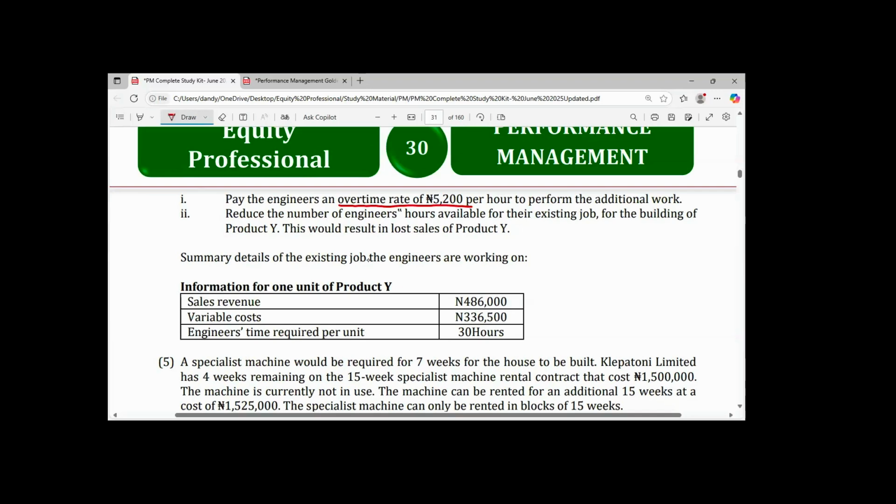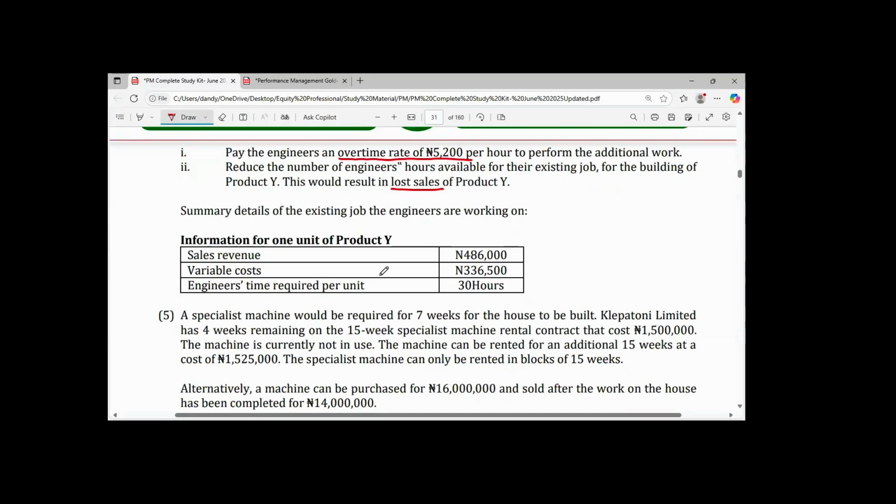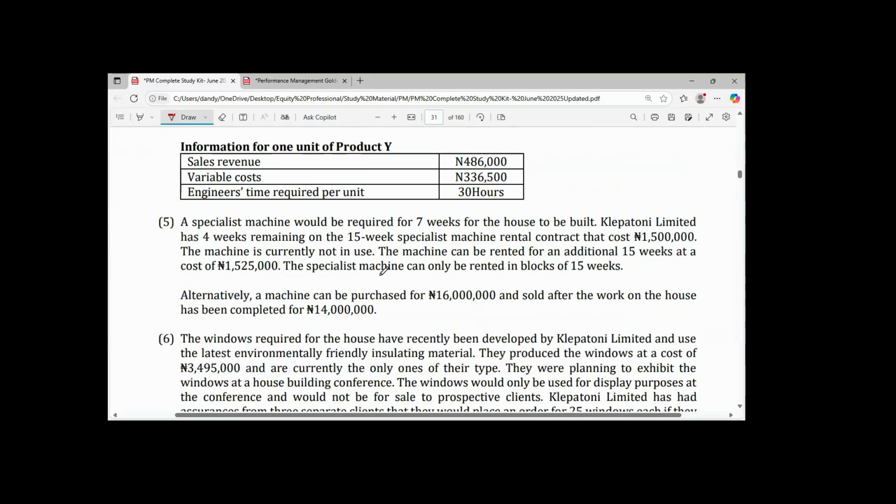Summary details of the existing job the engineers are working on are information, assumed to be correct. 5. A specialist machine would be required for 7 weeks for the house to be built. Clepatonic Limited has 4 weeks remaining on the 15-week specialist machine rental contract that cost 1.5 million naira. The machine is currently not in use.